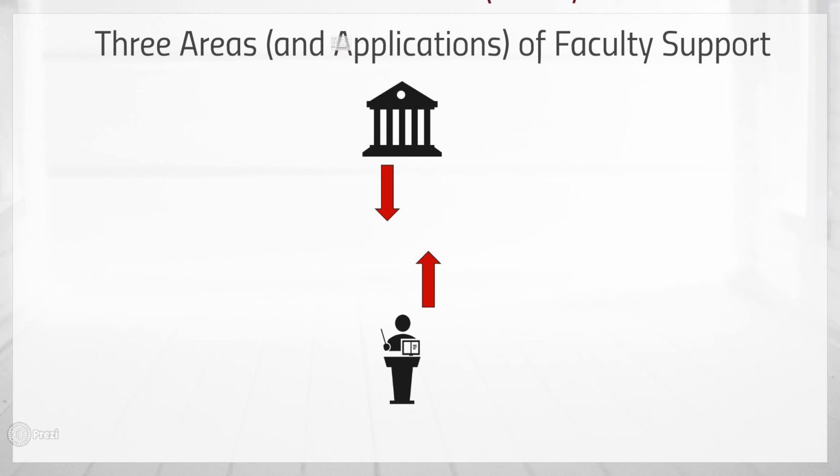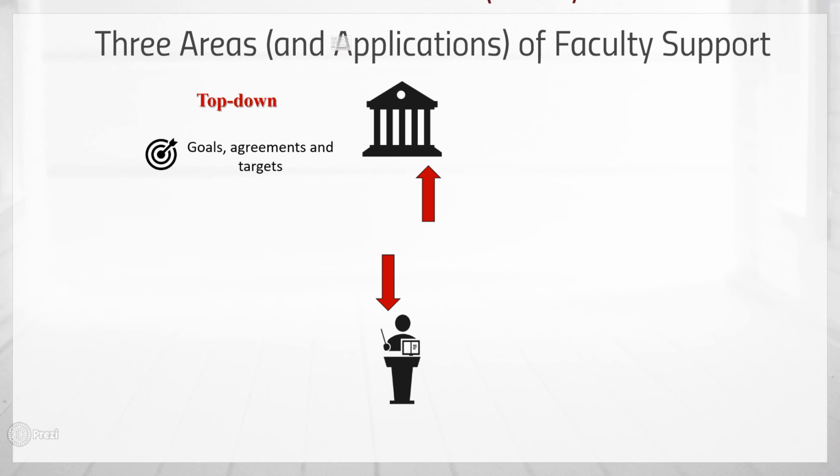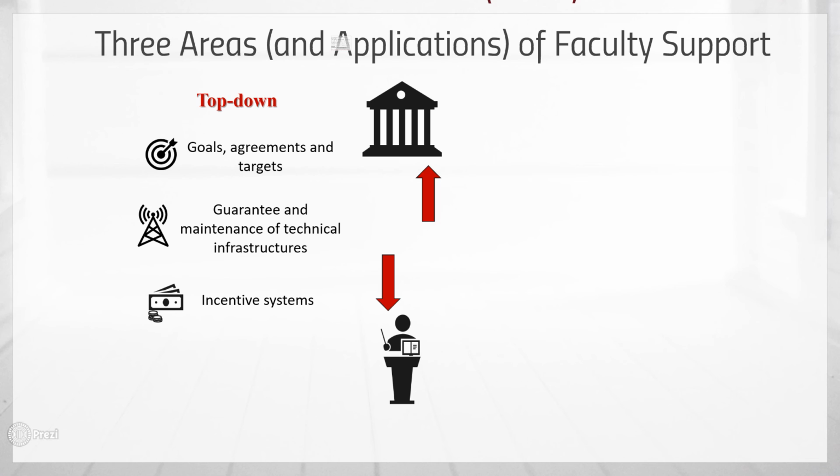Now, in order to achieve this kind of support, Zawacki-Richter argues both a top-down and bottom-up approach should be used. Top-down, from the institution side, there should be a very strong focus on strategic planning with clear and binding goals, agreements, and targets set out for all departments in the university. The provision, permanent guarantee, and maintenance of the necessary technical infrastructures, the introduction of incentive systems for participation in online learning, and provision for the necessary financial and personnel resources should be ensured.